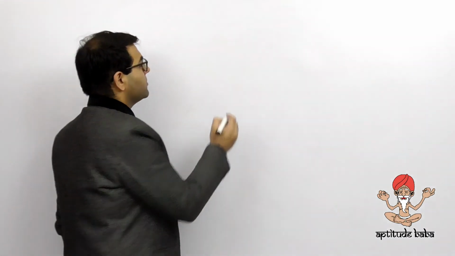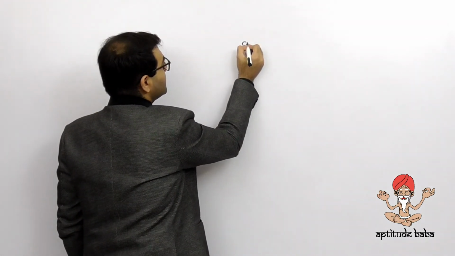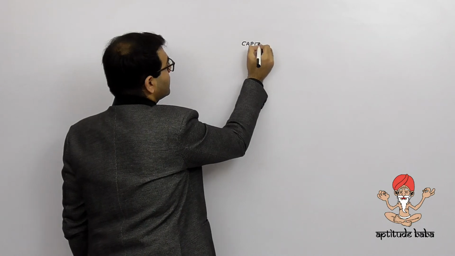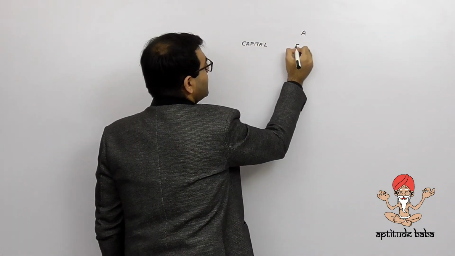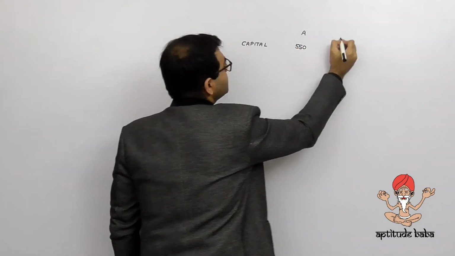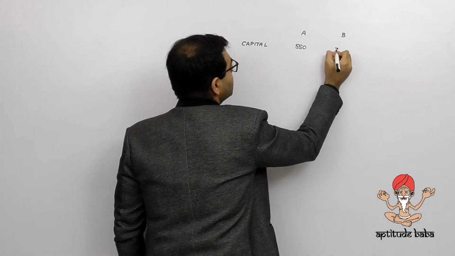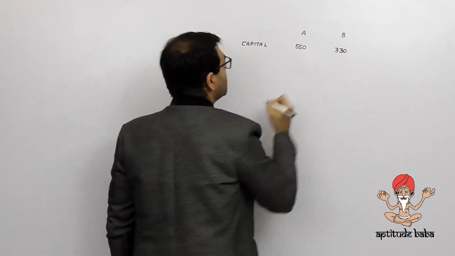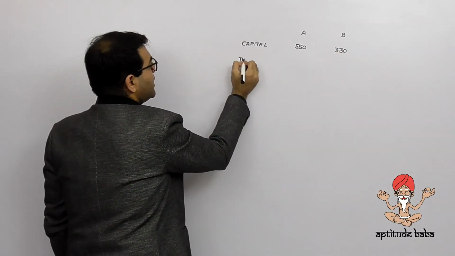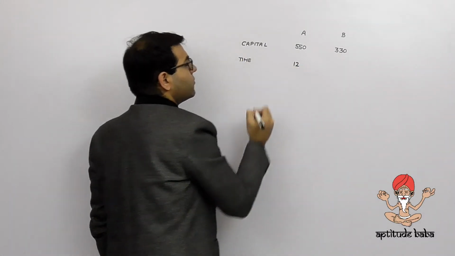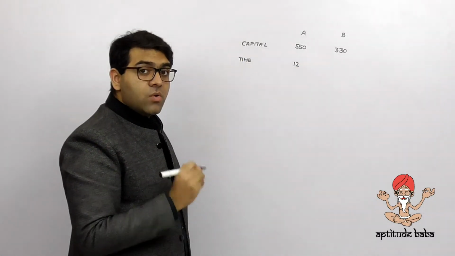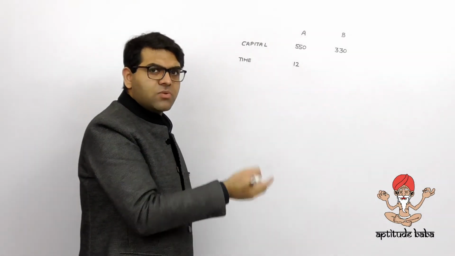Let us understand the question by putting everything in the form of a table. So first of all, I'll be comparing the capital. Capital invested by Arvind is rupees 550 and capital invested by Bridge is rupees 330. Now, when it comes to time investment, Arvind has invested his money for entire year. So for Arvind that becomes 12 months. What about Bridge? Well, that is what we are required to find.